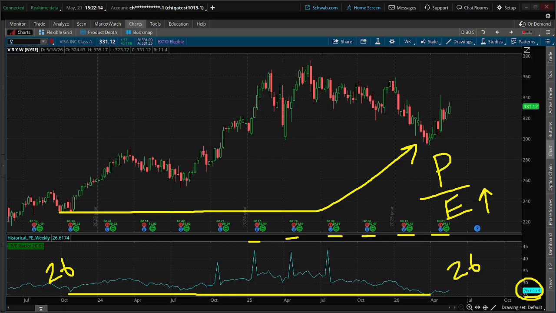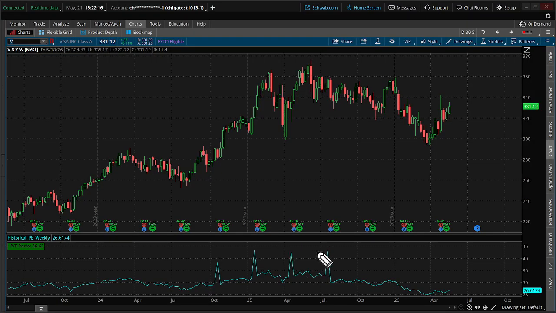Now, by the way, it's also interesting to look at these spikes up here that came around earnings. Sometimes you will get that volatility on this indicator, but that's kind of the higher end post earnings, and it does tend to consolidate, but we are quite a bit lower right now.